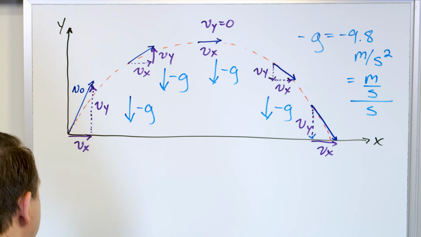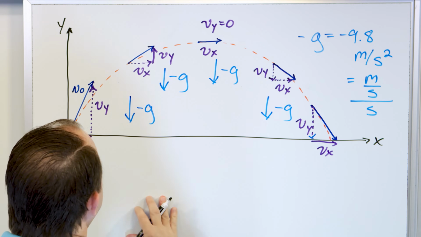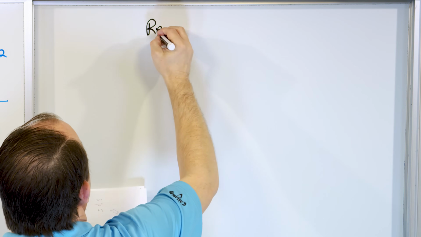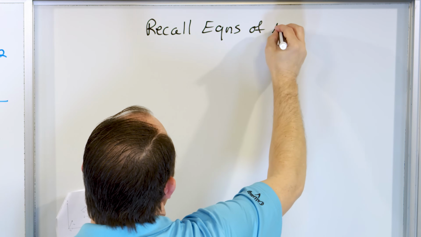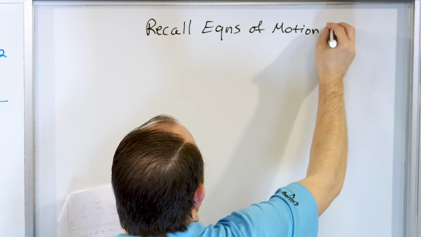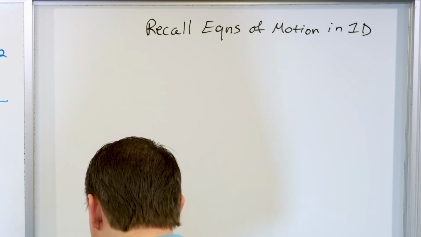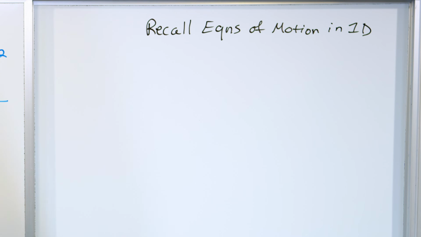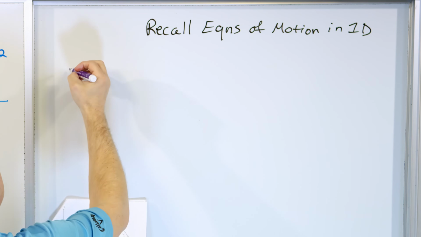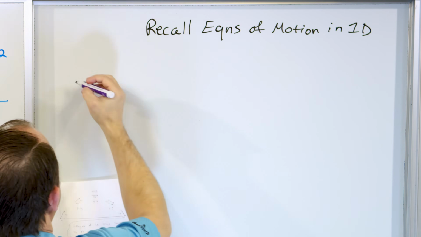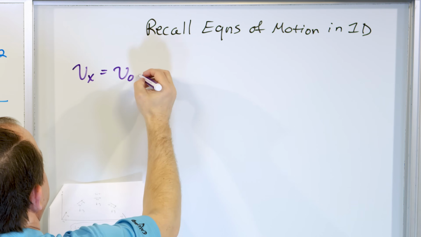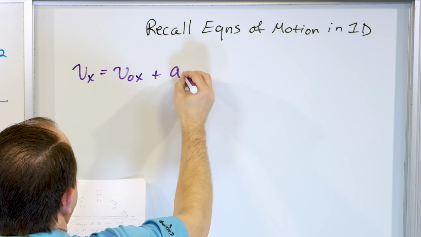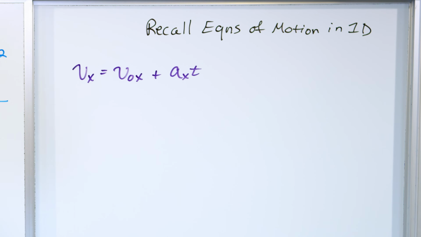All right, now I want you to recall, I think I'm going to do this on the next board, the equations of motion in one dimension. Depending on your book, they may be written slightly different ways, but the way I write them is like this. In one dimension, let's just say we're talking about motion along the x direction. We had v sub x is v sub naught, the initial velocity in the x direction, plus the acceleration in the x direction times time. That was equation number one.